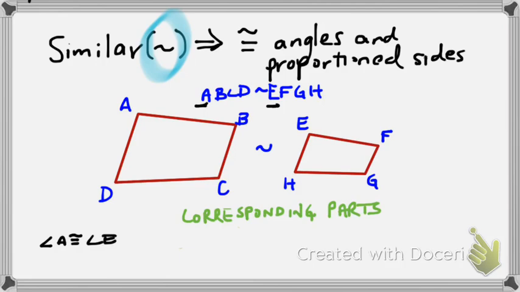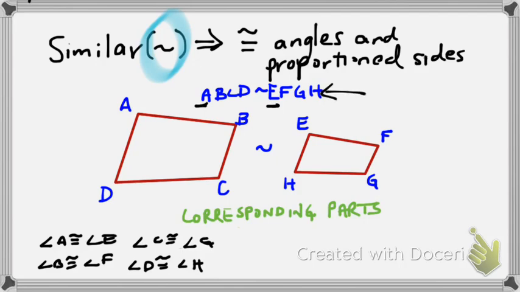And angle B should be congruent to angle F. Angle C should be congruent to angle G. And angle D should be congruent to angle H. Okay, and again, it goes in the order of the name. So quadrilateral ABCD is similar to quadrilateral EFGH. You still have to keep these in the same order.